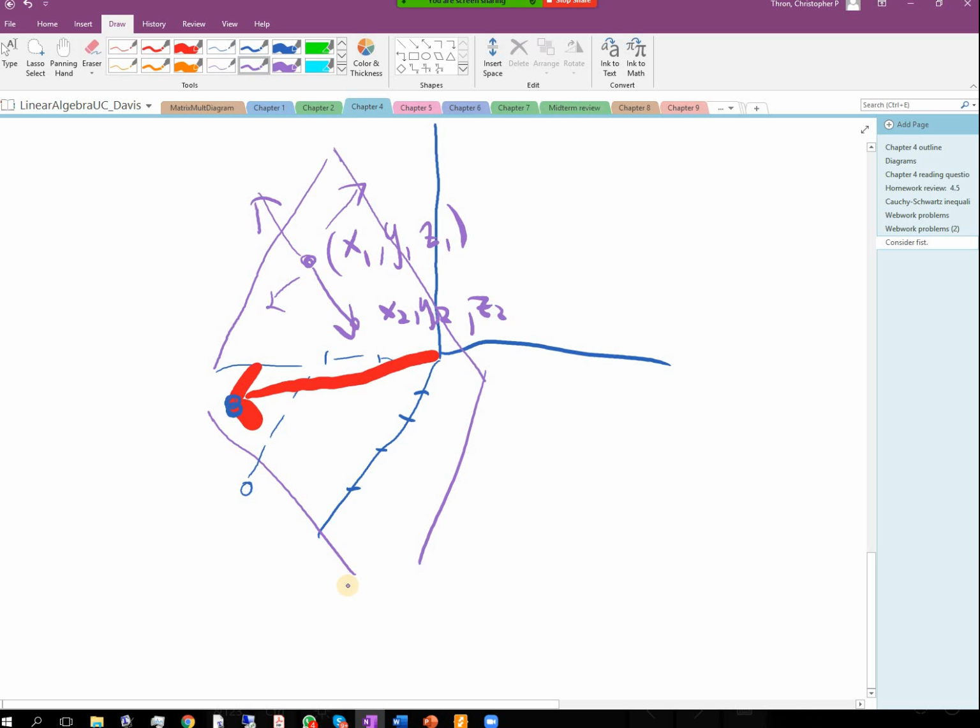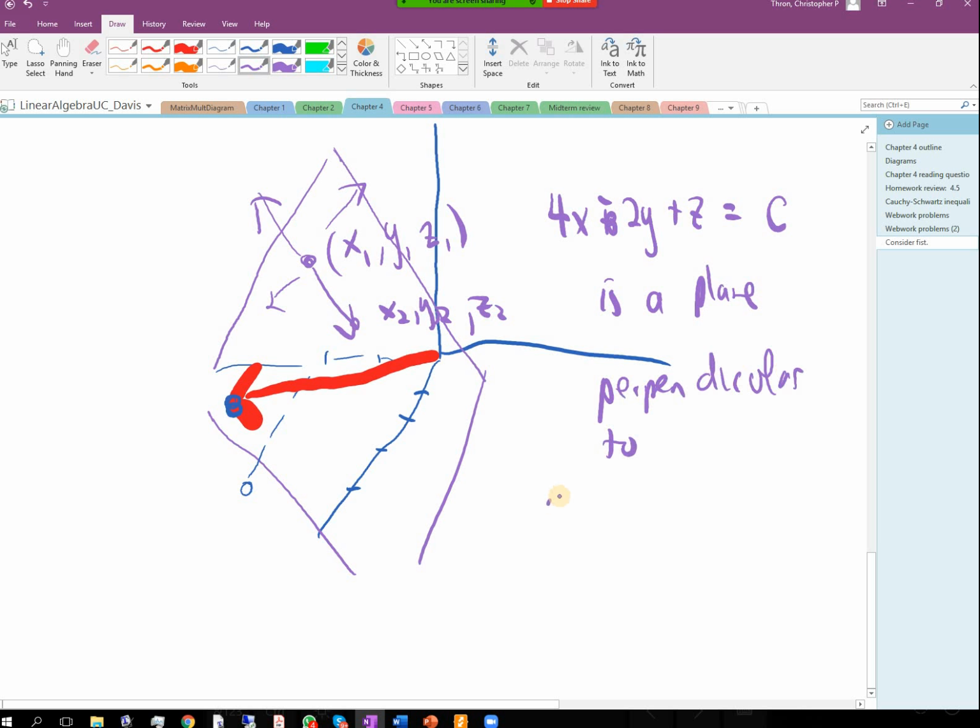Interesting. Okay, so that's the geometrical idea, that 4x minus 2y plus z equals, I can just say any constant c, is a plane perpendicular to 4, minus 2, 1. And of course, it doesn't depend on this particular vector. I can have any vector here.